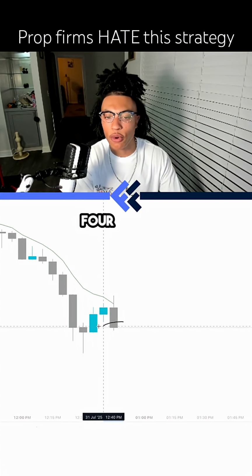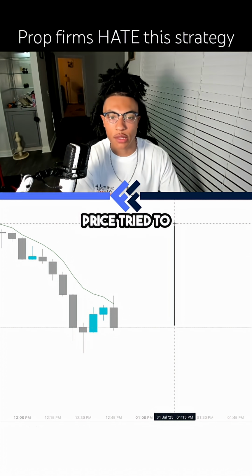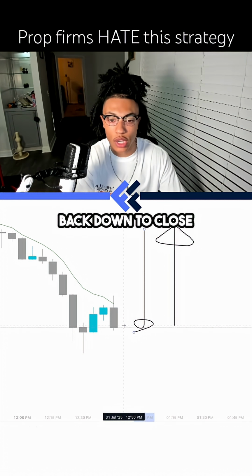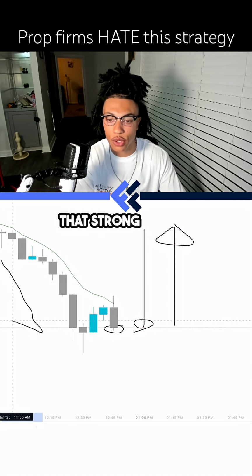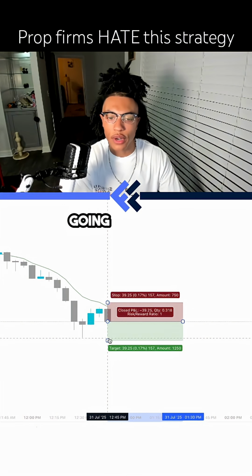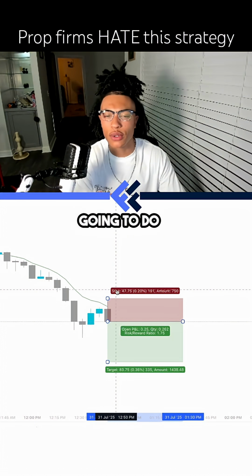And as we can see, 4 candles later, we finally got that nice rejection candle off this 8 EMA. Price tried to push over the 8 EMA, but it respected the 8 EMA and came back down to close under right here, which signals that strong bearish trend continuing to the downside, and we can finally get into a trade. Now, all we're going to do here is target a nice 1-to-2 risk to reward ratio. And all we're going to do is just let the trade play out.